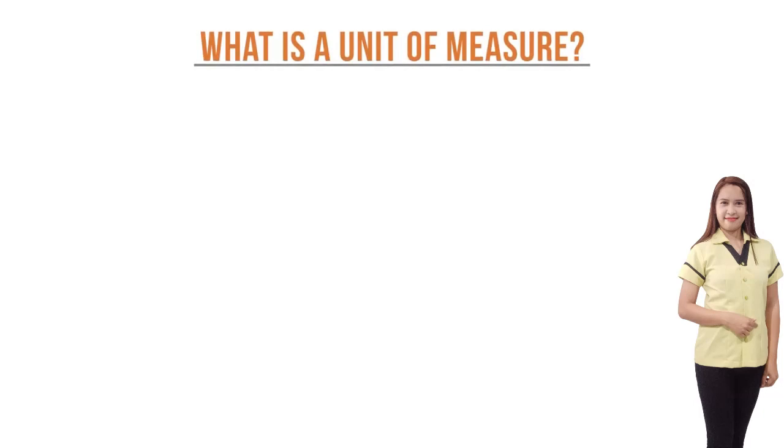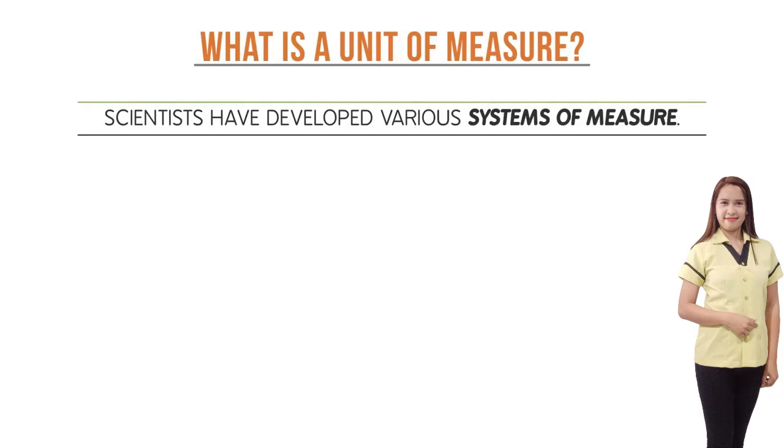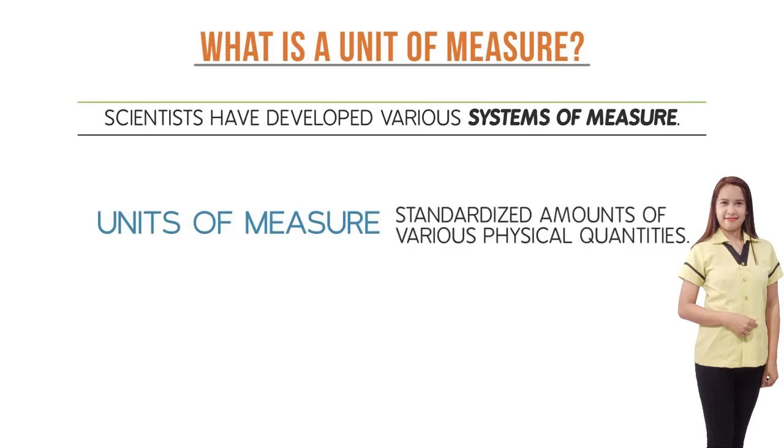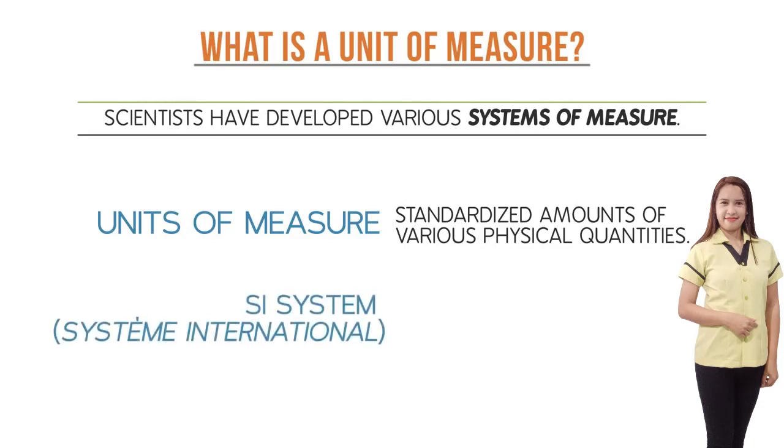So what is a unit of measure? In order to have accurate and reproducible ways to define magnitudes of length, volume, density, etc., scientists have developed various systems of measure. These systems are made up of units of measure, which are basically standardized amounts of various physical quantities. The SI system is the international system of measure used by scientists. It is a very comprehensive system with many units of measure. However, we will only need to cover a few of these units in order to prepare for the tests.